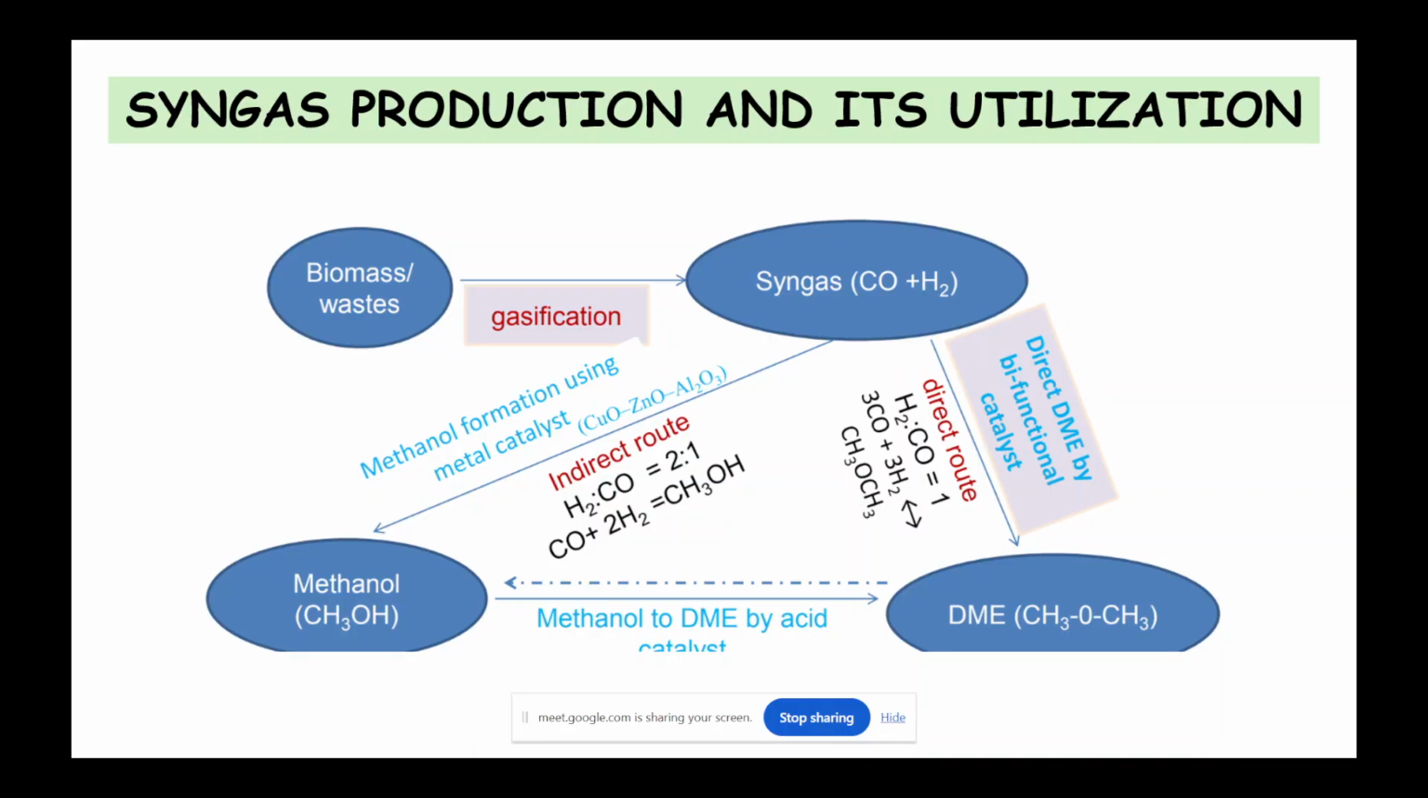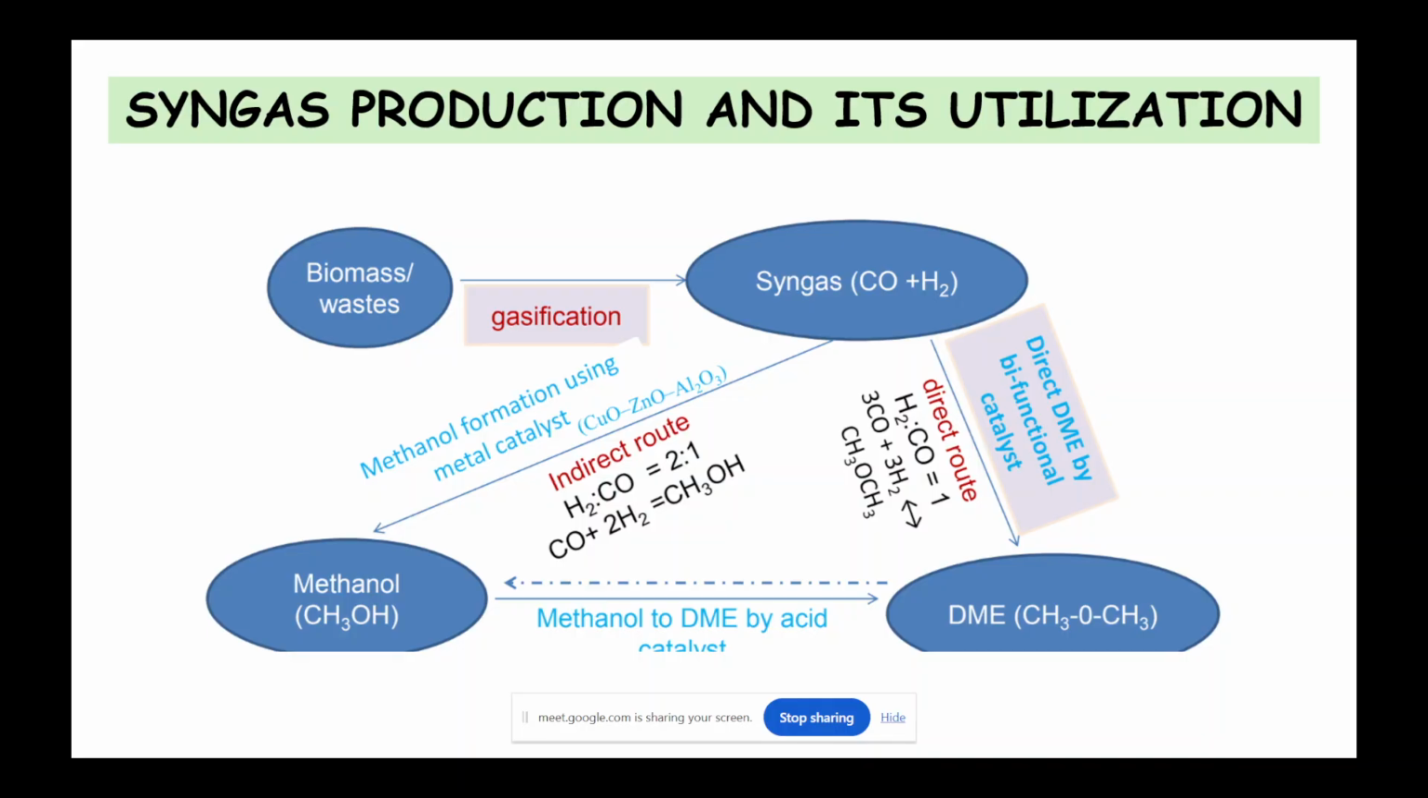DME is nothing but dimethyl ether. Dimethyl ether is used as a fuel because it is a cleaner source of energy. It does not produce any kind of nitrogen oxide gas emissions, so it is more clean in nature. That is one of the main reasons why dimethyl ether is used as an energy resource.